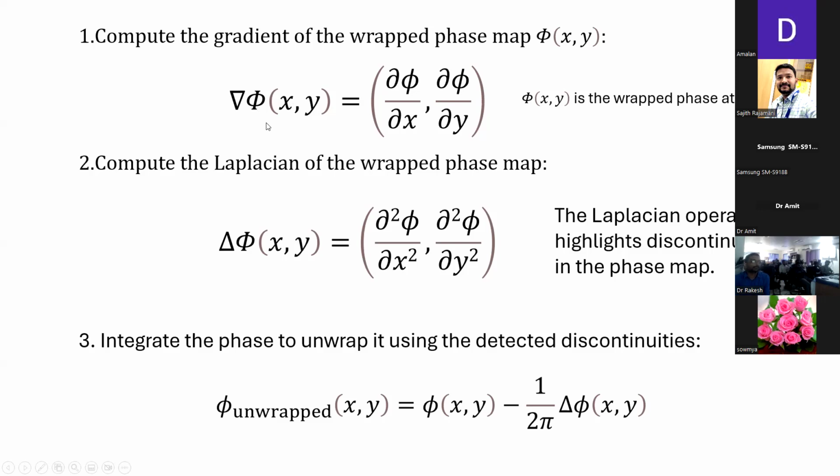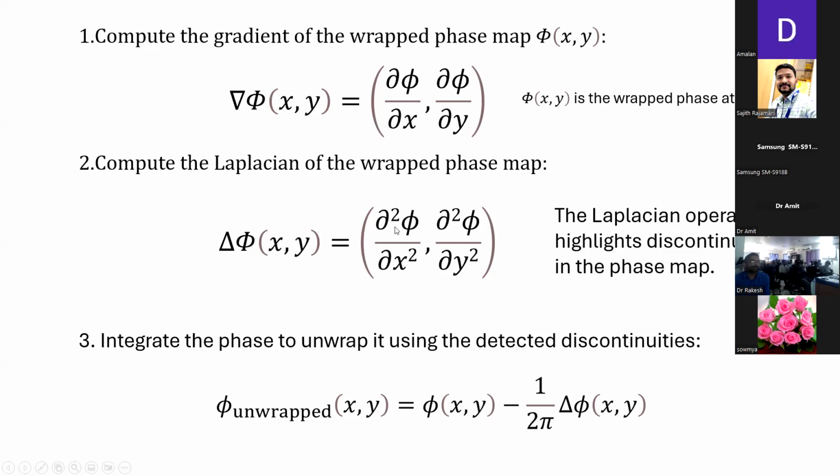Next is to compute the Laplacian. Once we get the gradients at x and y, we can then calculate the Laplacian. In our case, the average value of phi around a point always differs from the actual value of phi because it is wrapped, right? So it is always going to be different.